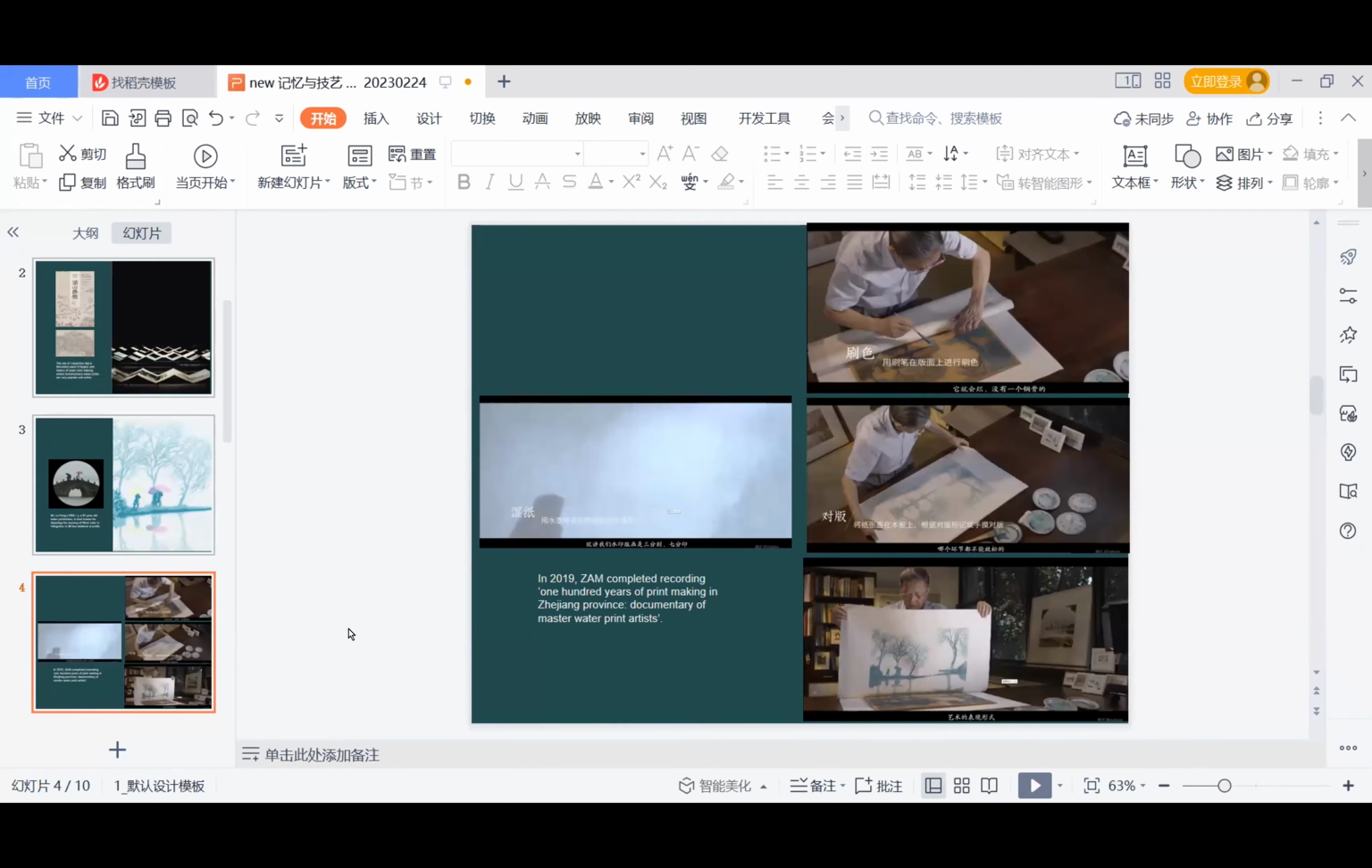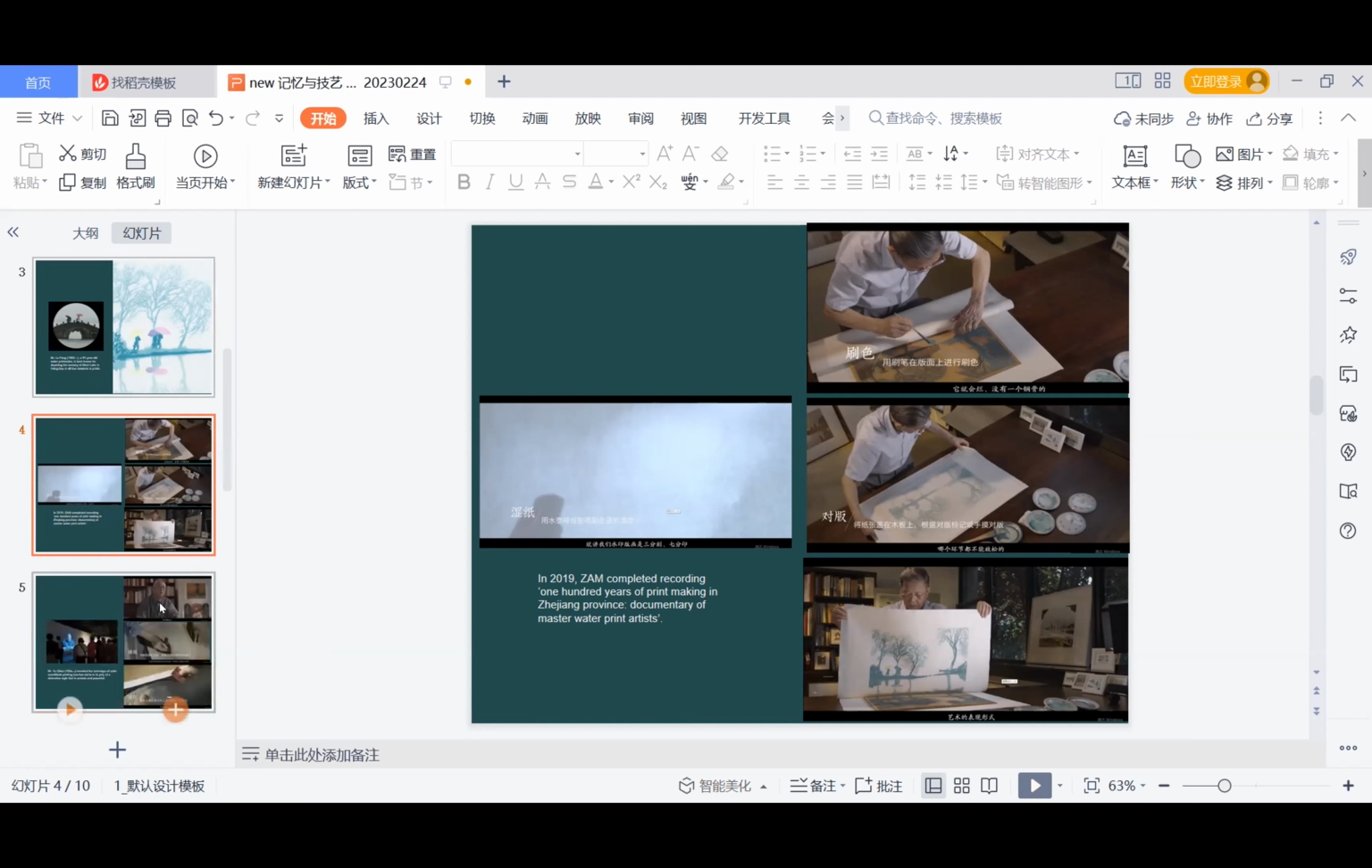In 2019, ZAM completed recording a documentary titled 100 Years of Printmaking in Zhejiang Province, the documentary of master water print artists. Here, during an interview, the artist Lu Fang, whom we encountered in the former slide, was introducing to us and demonstrating the printmaking process of Spring Rain in West Lake, Xihu Chunyu. The image on the left-hand side of the slide shows that the level of moisture is critical and a determining factor in the success of the print.